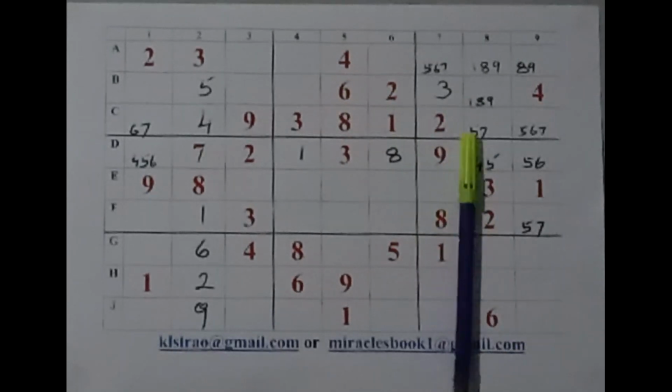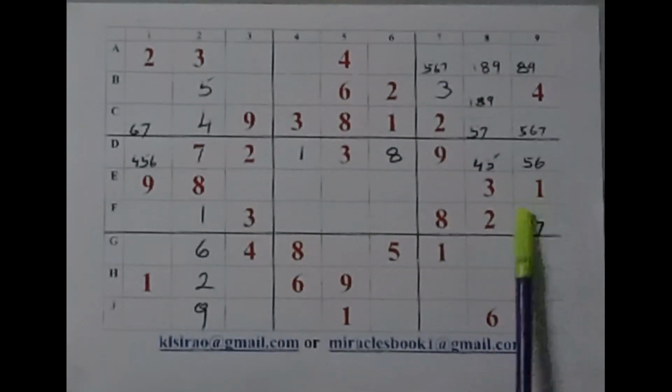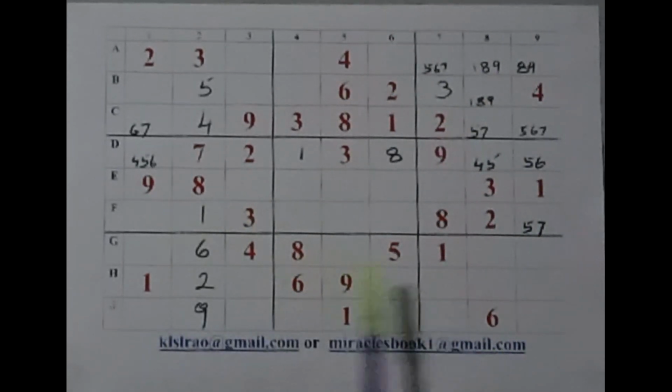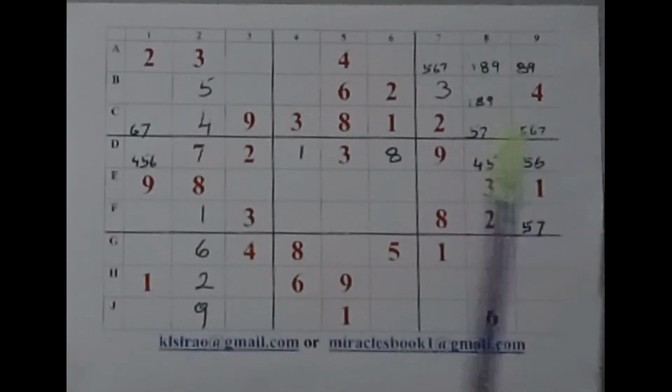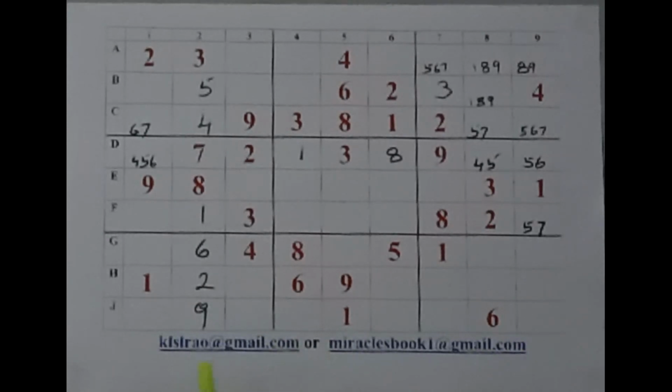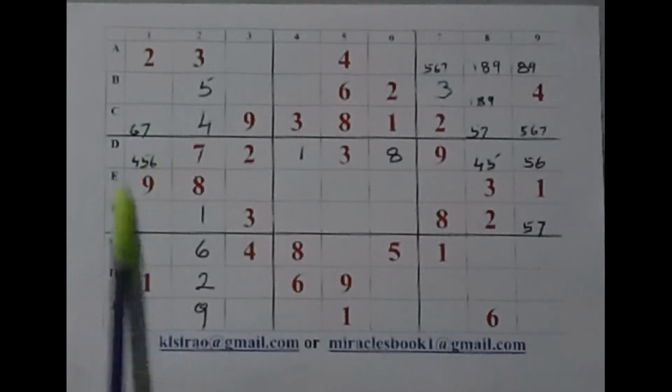And 8 and 9 are there in the same box. So we get a 5 and 7. And look at the fun. We have made a tray of 5, 6, 7 in this column. Let it be there now. Okay. Now come to this column.